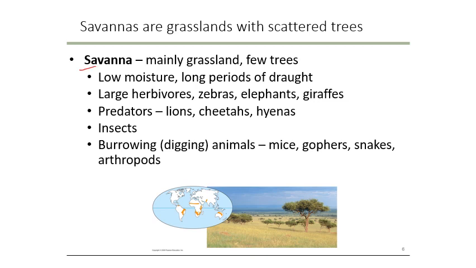Savannas. Savannas are mainly grassland, very few trees, long periods of droughts. But here in savannas, we're seeing large herbivores. So zebras, elephants, giraffes, and there are predators, different insects, and different animals, digging animals as well.